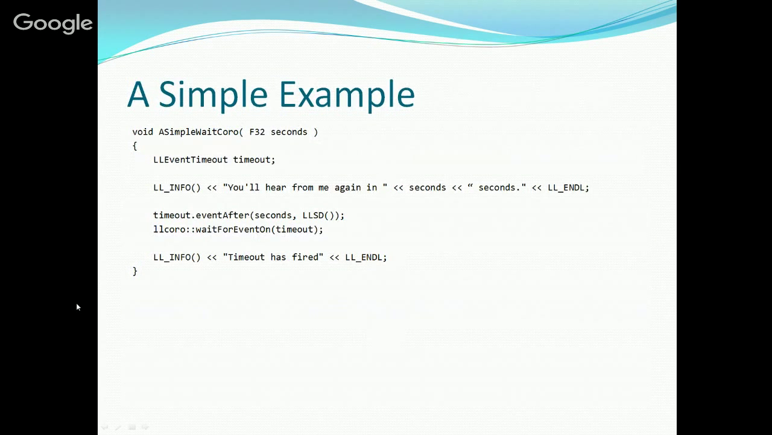Here is a very simple example of a coroutine. This simply waits for some number of seconds. You will notice that this does its wait on an LL event timeout object. LL event timeout is a derivative of the whole event pump system.